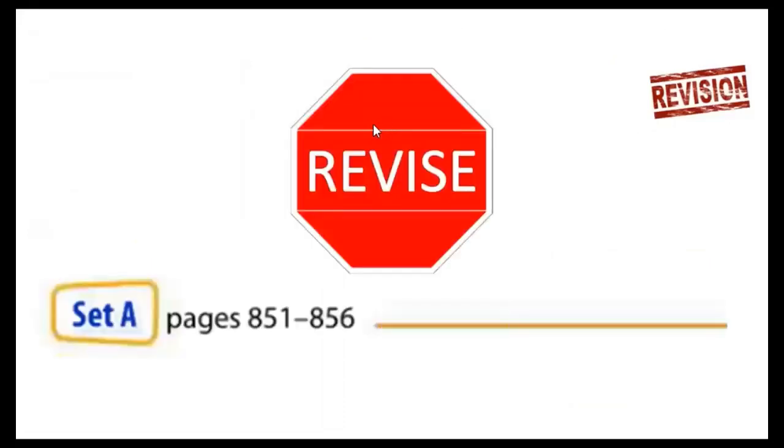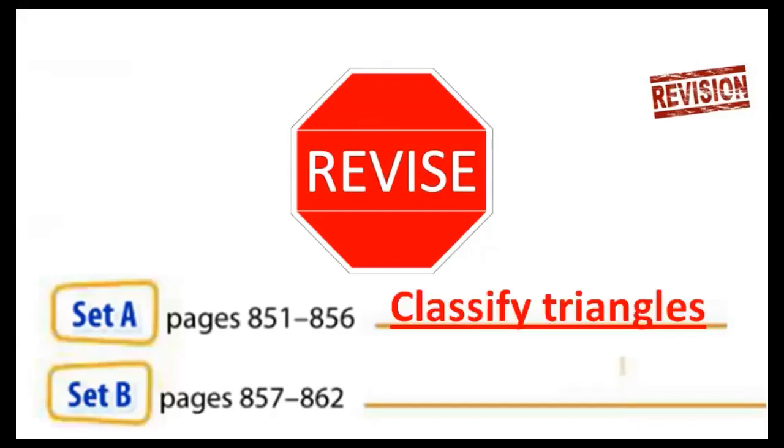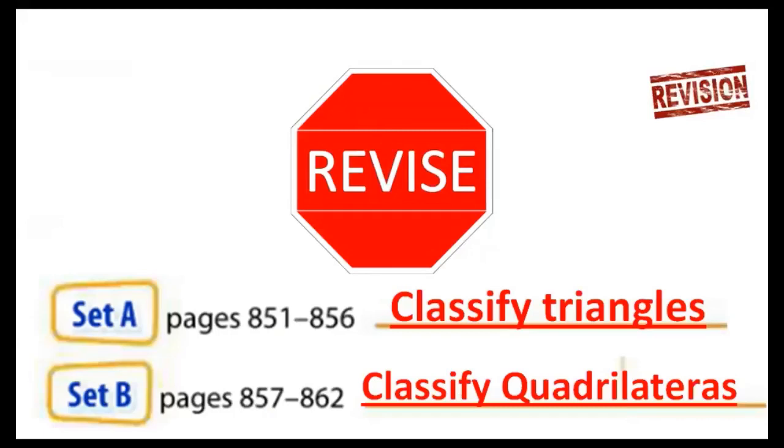In our session today, we are going to revise set A and set B. Set A covers a part inside your book from page 851 to 856. This part represents classified triangles. And set B covers another part from page 857 to 862, classified quadrilaterals. So open your book to 877 and be ready with me in set A.